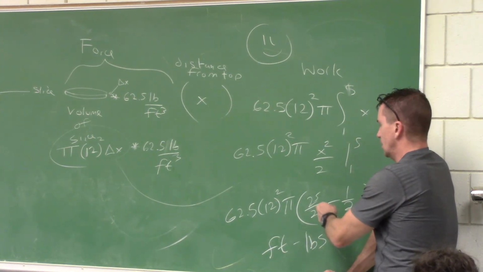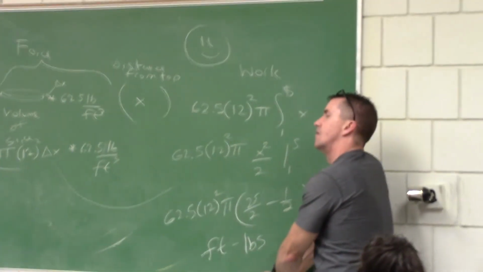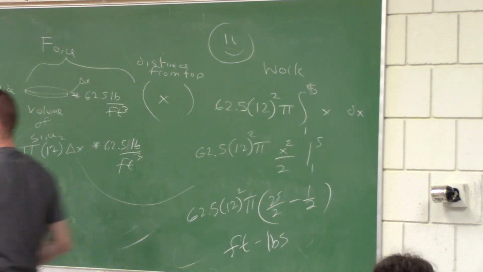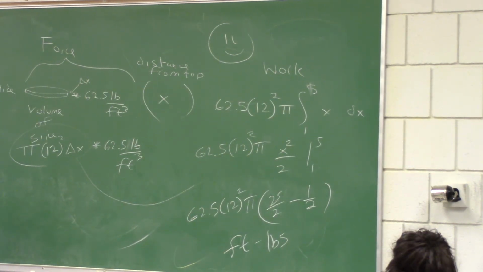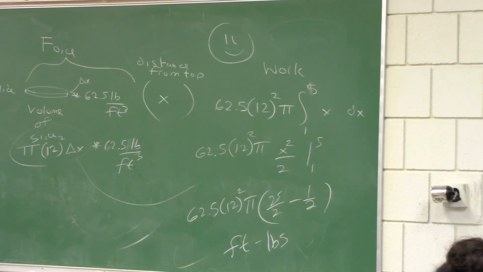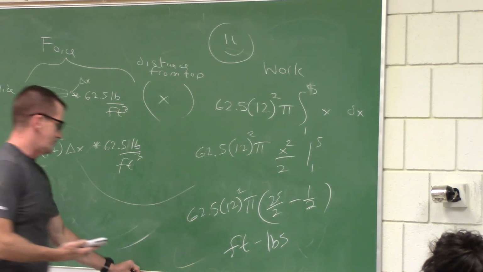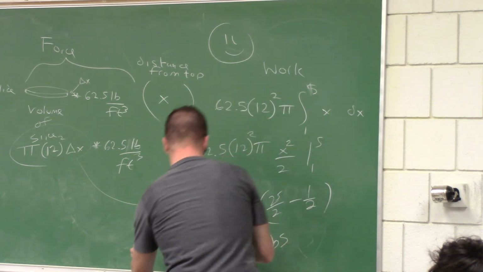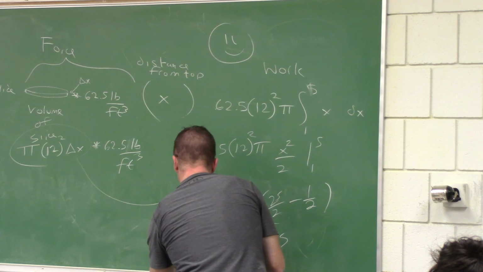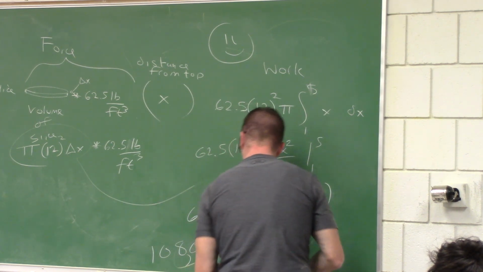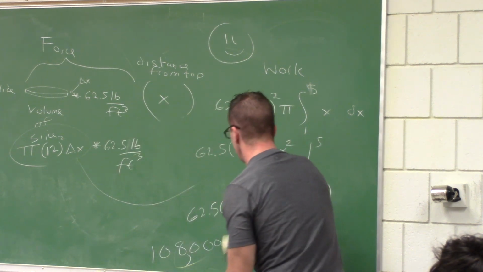I'll do it right now on my calculator. What's 25 over 2 minus 1 over 2? 12. So what's a 12 times a 12 times a 12? What's 12 cubed, right? Now I'll do all this math. 12 cubed times 62.5. Here's my final answer. My final number is 108,000 foot-pounds with a pi though. I kept the pi in it. I didn't multiply the pi. I'll put pi.